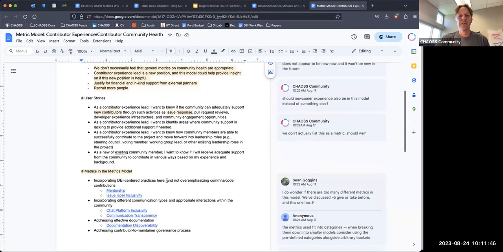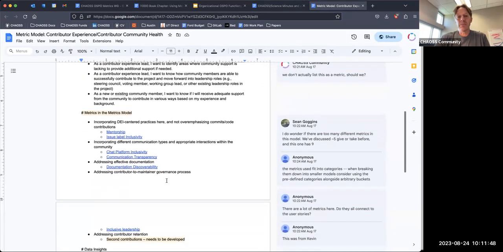just because I didn't think there was any other reason to redo that. The challenge I was having in creating a worked model was that many of the metrics in the model are based on qualitative data, from interviews and surveys. If you click on the mentorship one, it says go interview your community. If you click on chat platform inclusivity, it says run this survey to find out how inclusive people think chat platforms are.